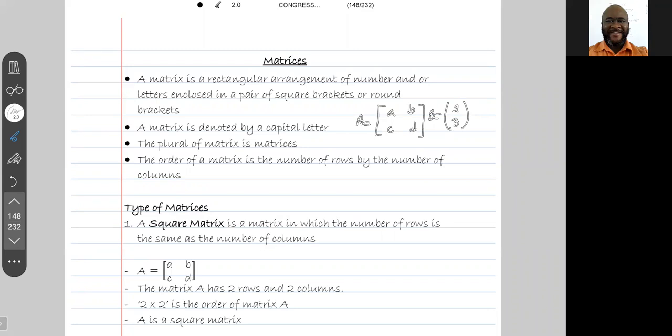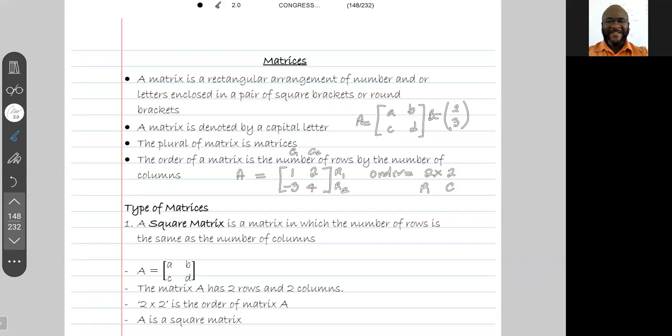Now, the order of a matrix is the number of rows by the number of columns. Rows are horizontal. So if A is, let us say, the matrix 1, 2, -3, 4, A has 1 row, 2 rows. Rows are horizontal, and it has 2 columns, C1, C2. So the order of matrix A is 2 by 2. The first number in the order is the number of rows. The second number in the order is the number of columns. So the order of a matrix is the number of rows by the number of columns.